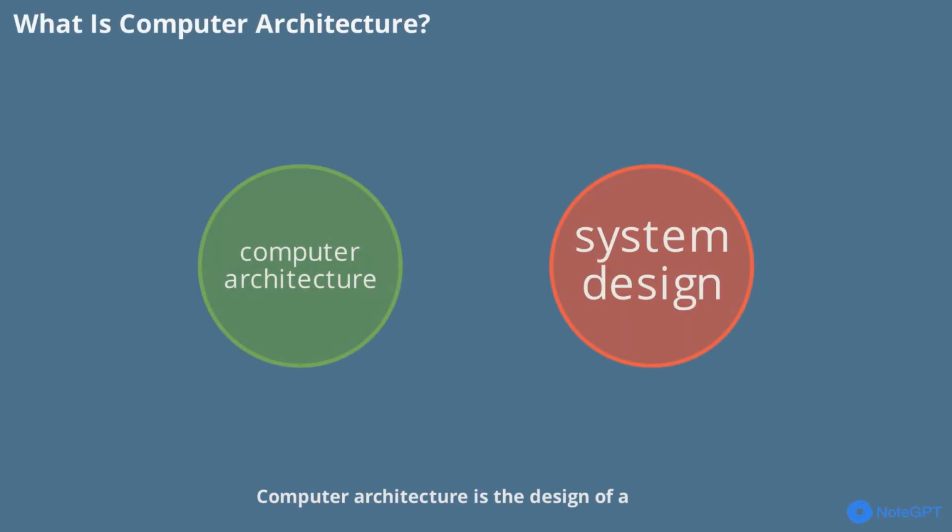Computer architecture is the design of a computer system and how its components work together. Imagine it like a city. The CPU acts as the brain and decision center, memory serves as the temporary workspace, storage is the long-term library, and buses are the highways carrying information.